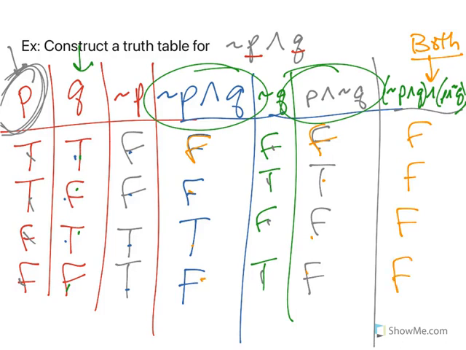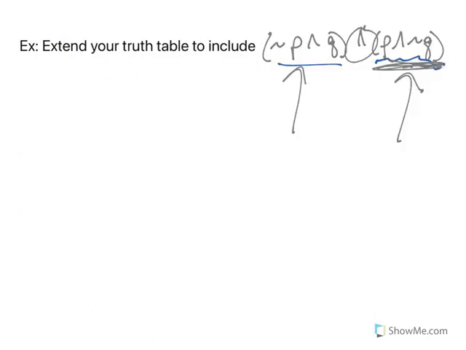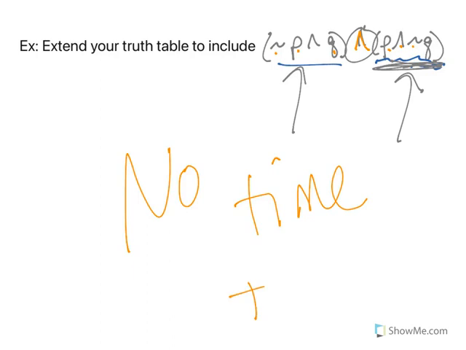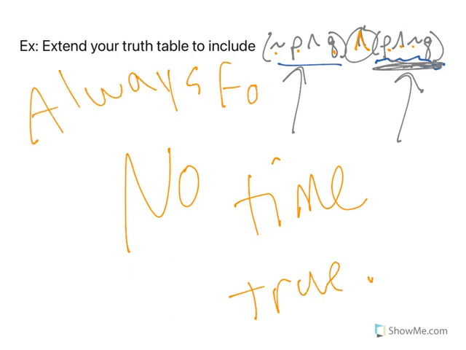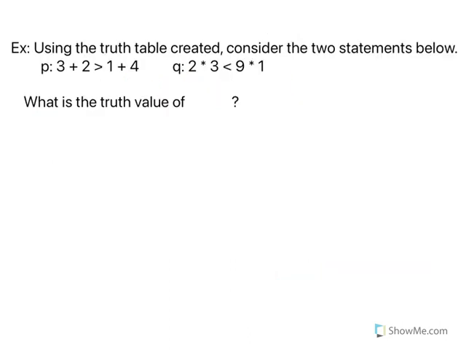There is no time when the conjunction not P and Q and P and not Q is true, right? It is always false, which happens, right? That totally happens.